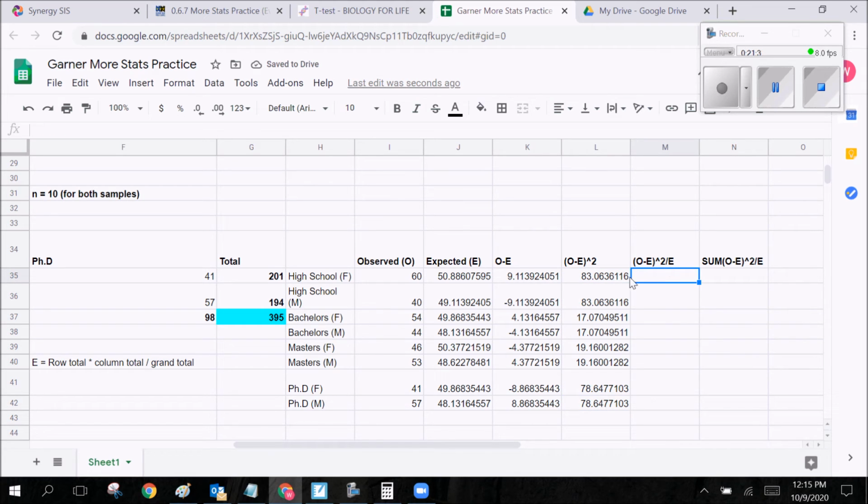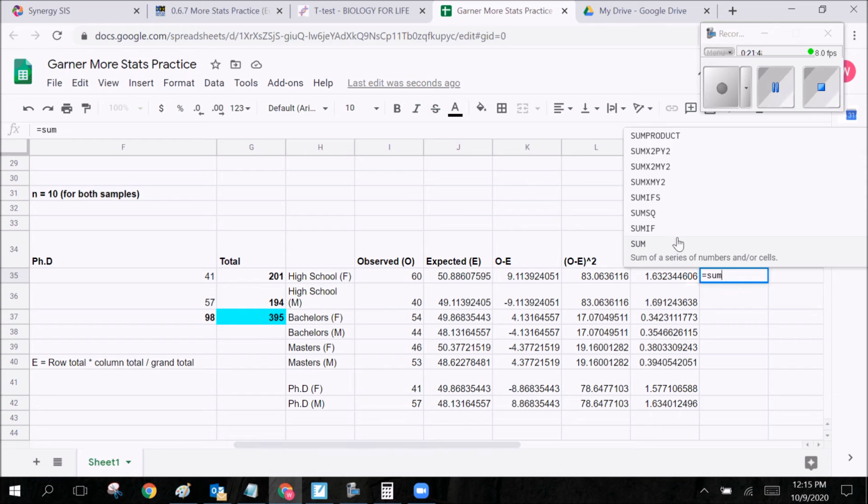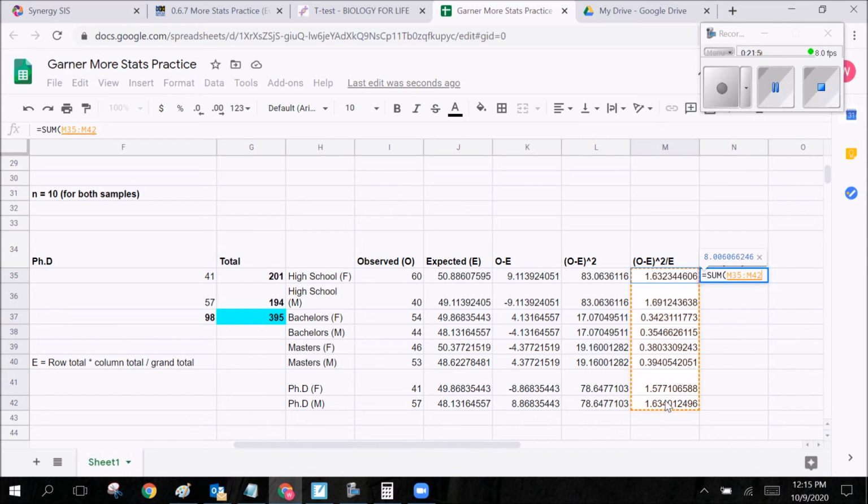Over here, O minus E squared divided by E, okay, equals, here's my O minus E squared, divided by my E. Drag it down, easy. Okay, then the sum equals SUM, which is my sum, and I just want to drag down across this whole column. There's my chi-square value.